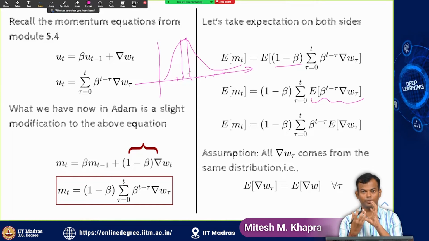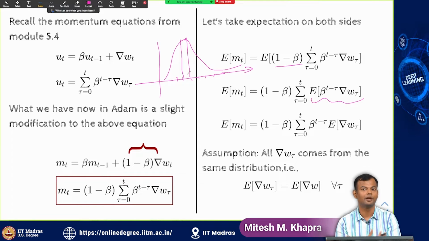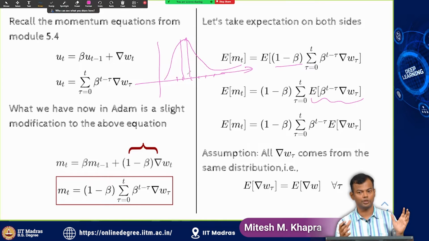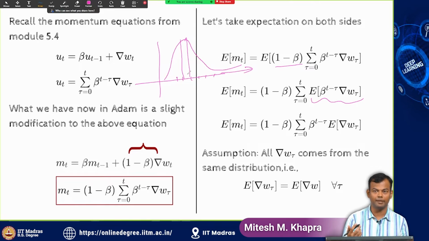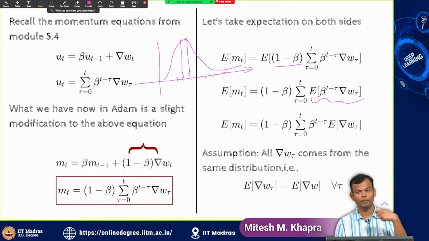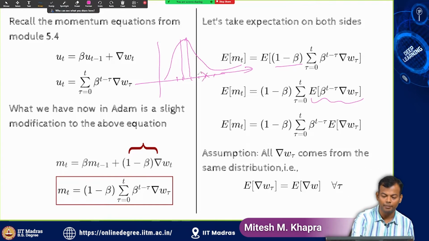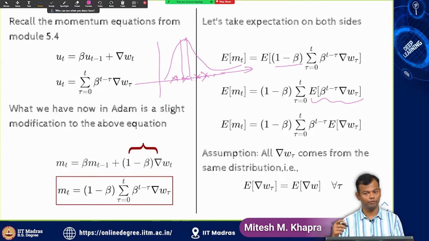At some time steps, you might expect more smaller gradients. At some time steps, you might expect larger gradients. But we are making a simplifying assumption here that at every time step, this distribution looks the same. So where does the randomness come from? It comes from the data point that I'm picking up. I'm picking up random data points at every time step. So depending on the data point that I have picked up, my derivatives might be different. And this is the distribution that I expect them to follow.